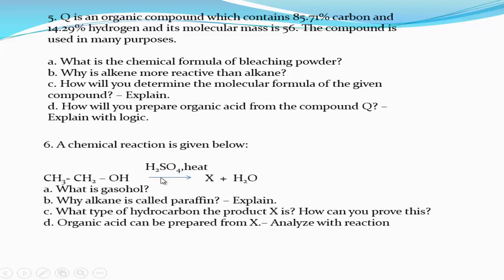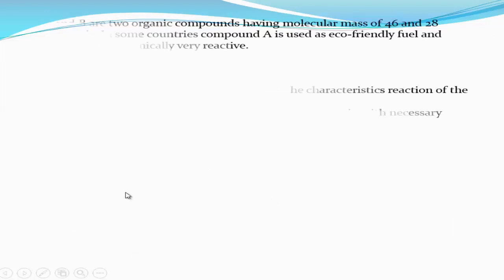A chemical reaction is given below. Follow here. Ethanol, when heated with sulfuric acid, produces what? Ethene plus water. What is gasohol? Gasohol is actually one kind of fuel, ethanol mixed with petrol. Why is alkane called paraffin? You know, due to the presence of strong covalent single bonds. What type of hydrocarbon is the product X? The product X is an unsaturated hydrocarbon. You can prove it easily. Organic acid can be prepared from X. Similar type of question. More questions.